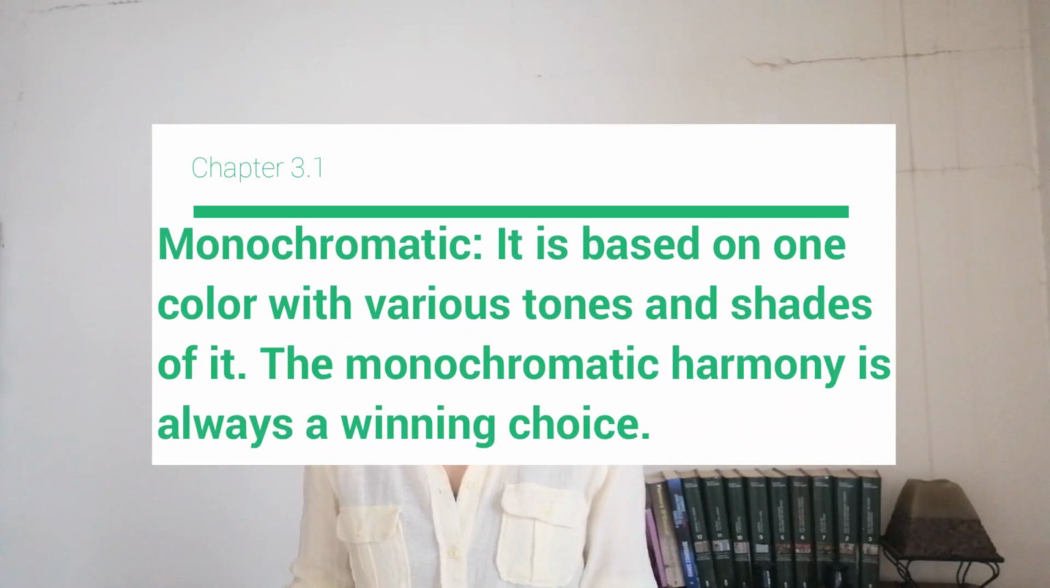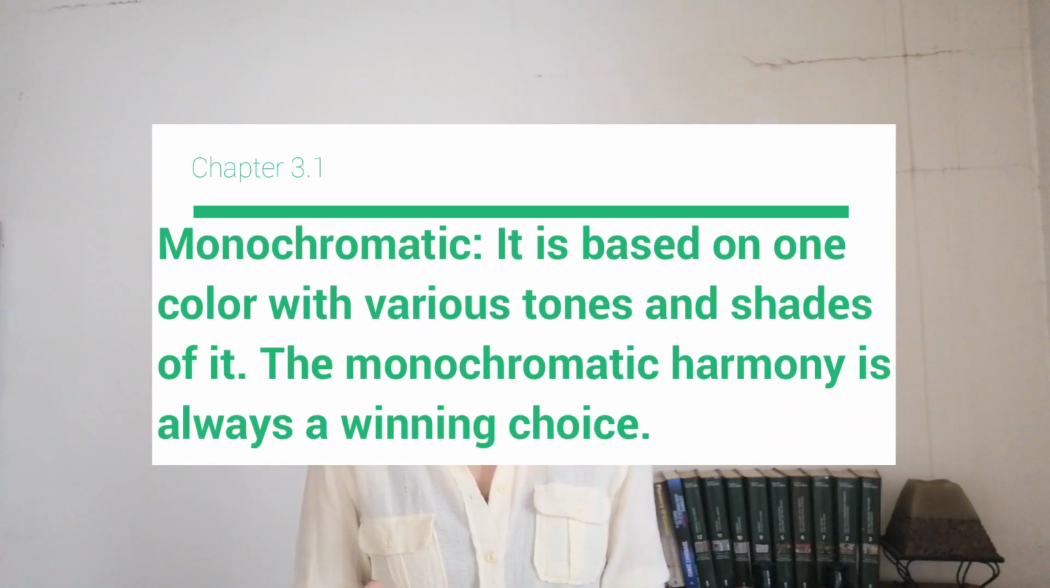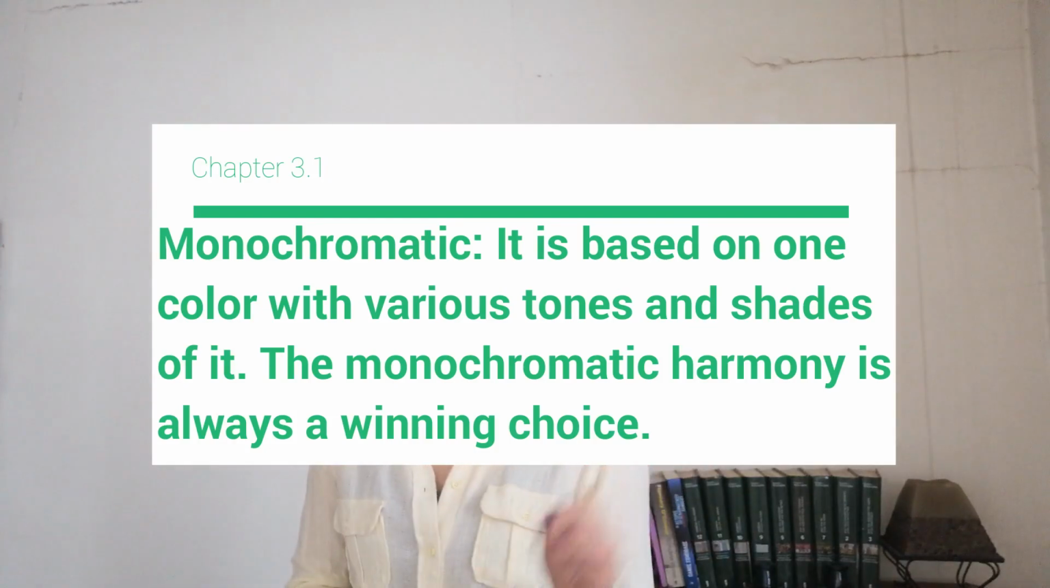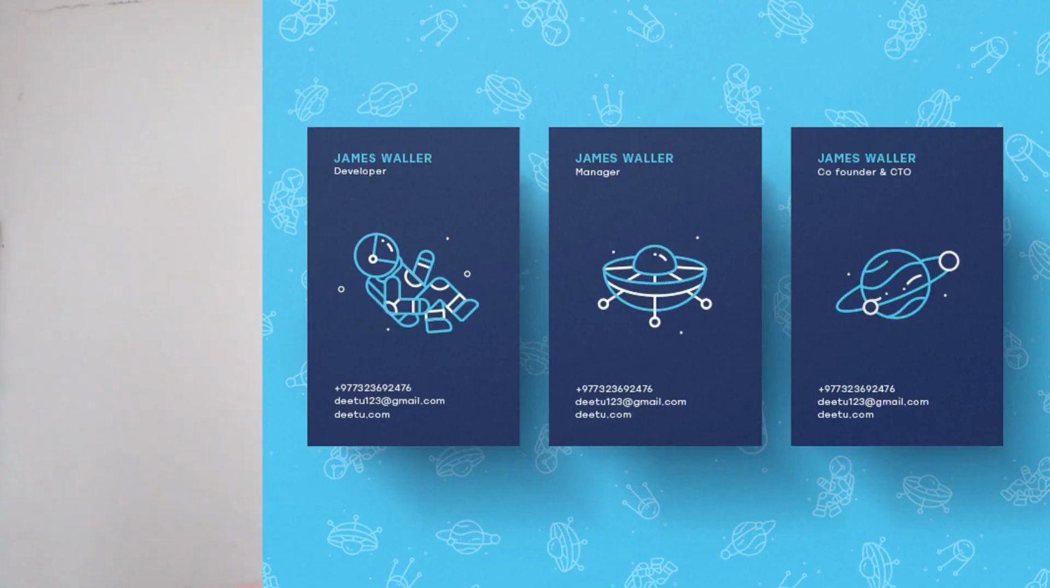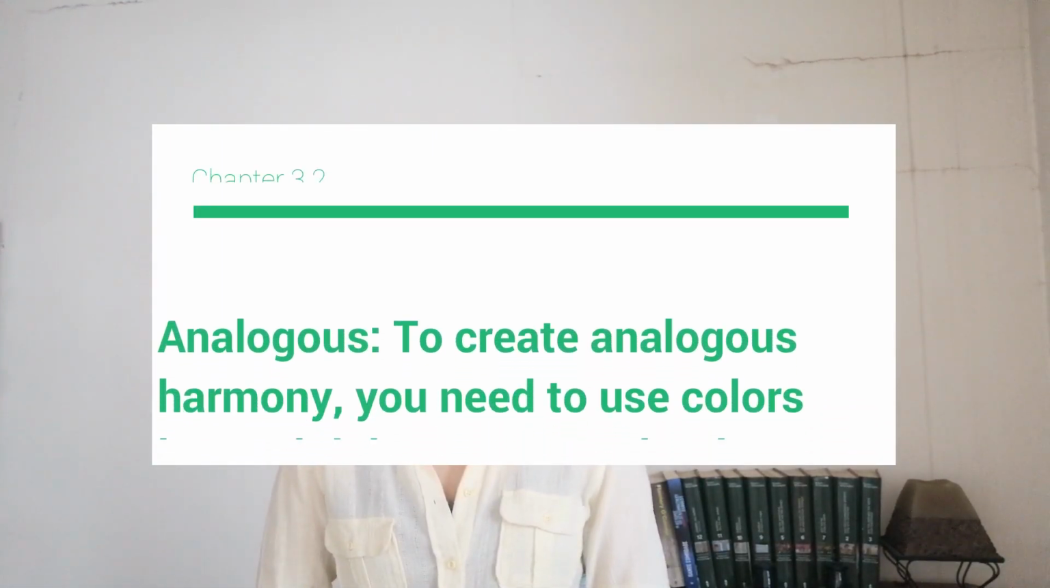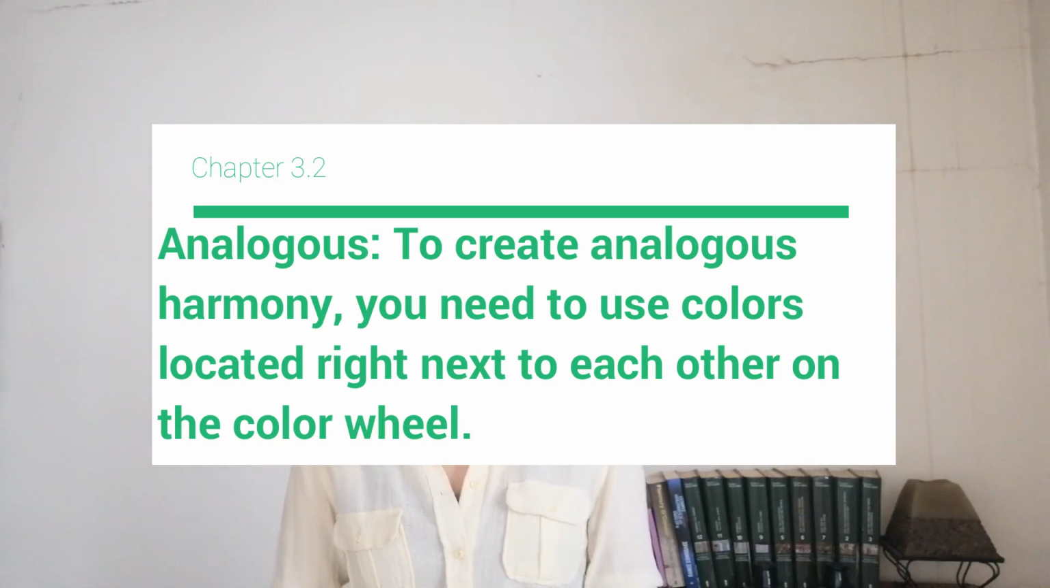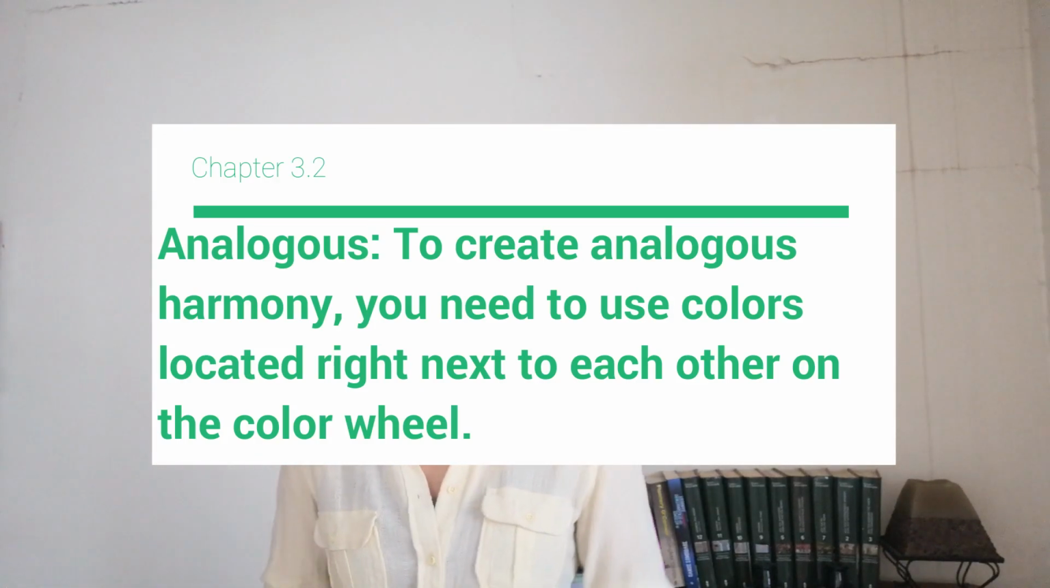Designers distinguish the basic color schemes that work effectively. Let's start with monochromatic. It is based on one color with various tones and shades of it. The monochromatic harmony is always a winning choice since it's hard to make a mistake and create a distressful color scheme. Analogous.